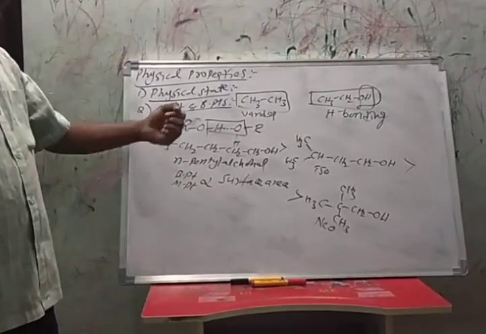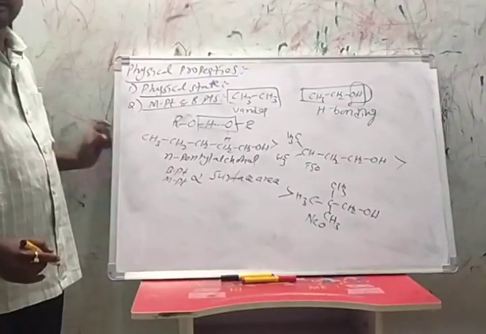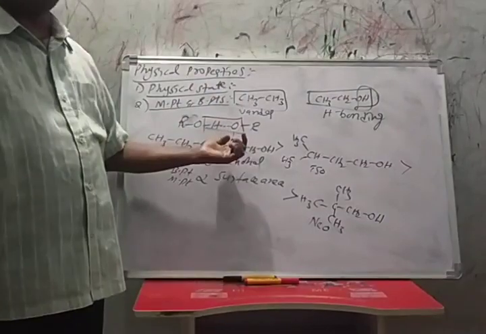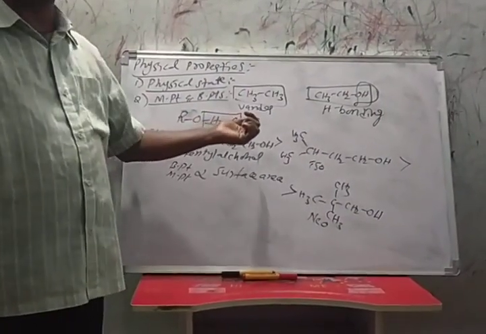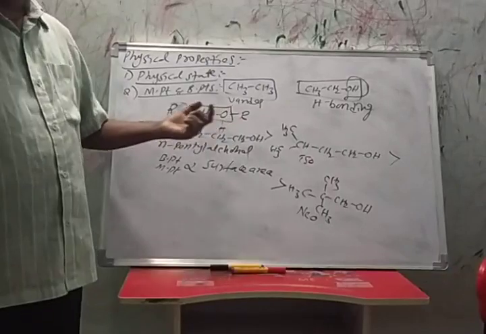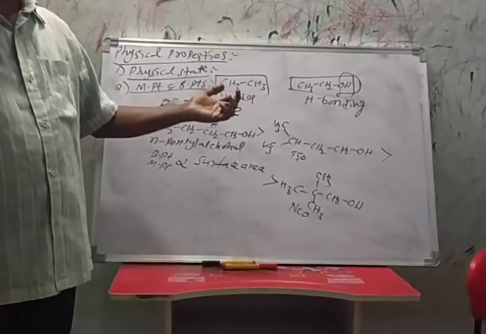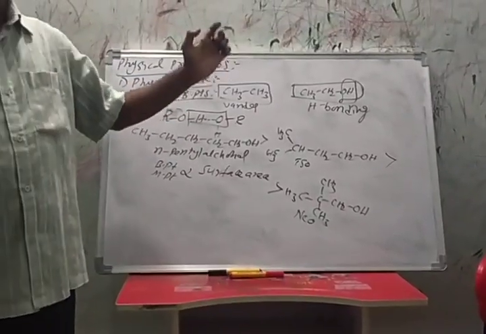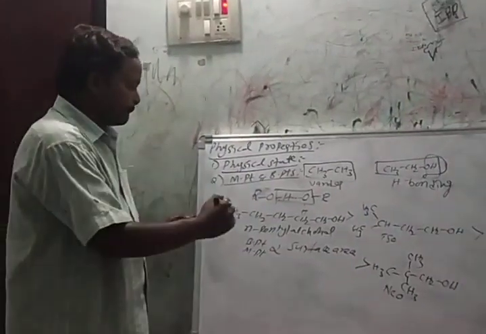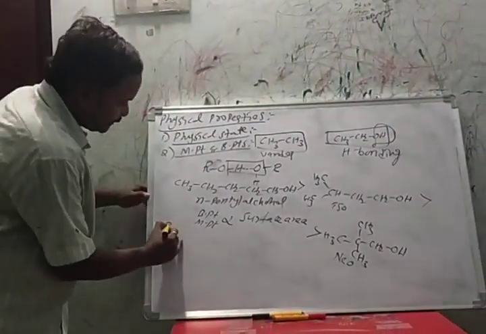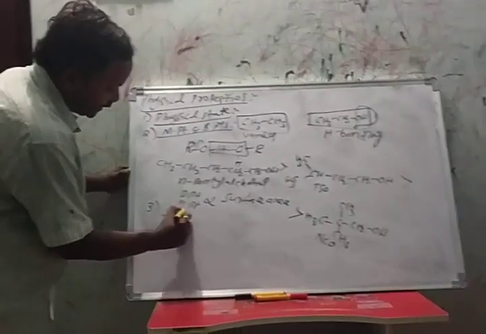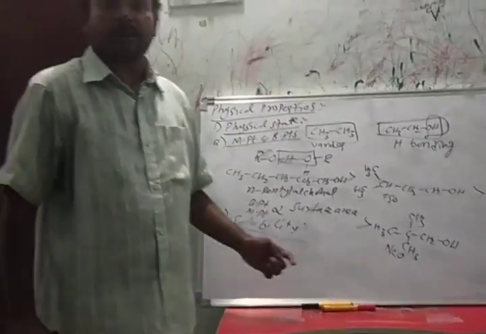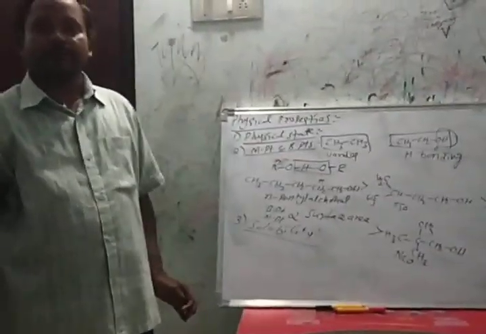So, in summary for melting points and boiling points: alcohols have higher boiling points and melting points due to intermolecular hydrogen bonding between two alcohol molecules. In isomeric alcohols, the molecules with more surface area have higher boiling points and melting points. Then we'll discuss solubility. Actually, alcohols are organic, non-polar molecules.